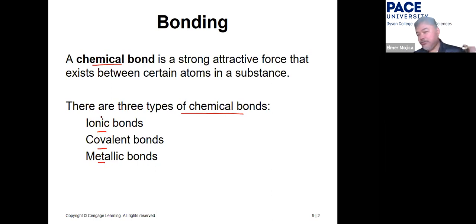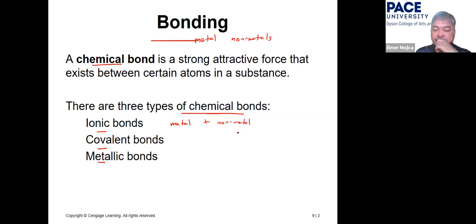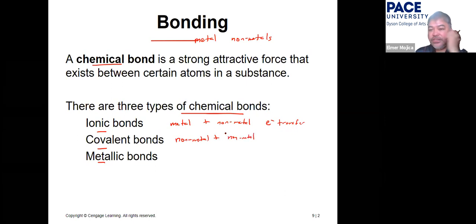If you're going to relate how we can recognize ionic bonds, covalent bonds, and metallic bonds from the periodic table, we just need to know what are the metals and the nonmetals. Ionic bonds are usually the bond between metal and nonmetal. Ionic bond involves transfer of electrons. Covalent bonds, on the other hand, are between a nonmetal and another nonmetal. They can be the same nonmetal or different nonmetals, and it involves electron sharing.